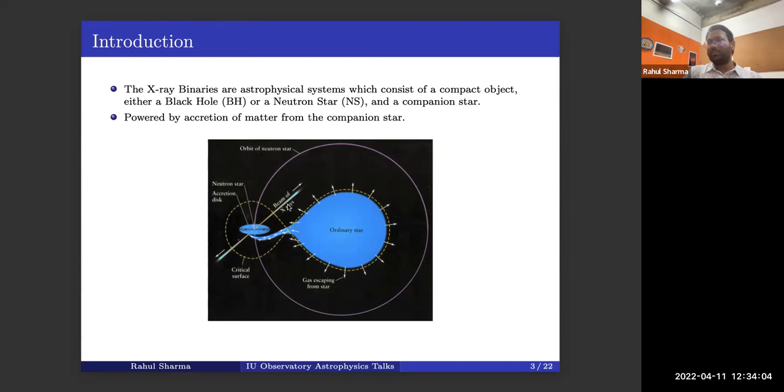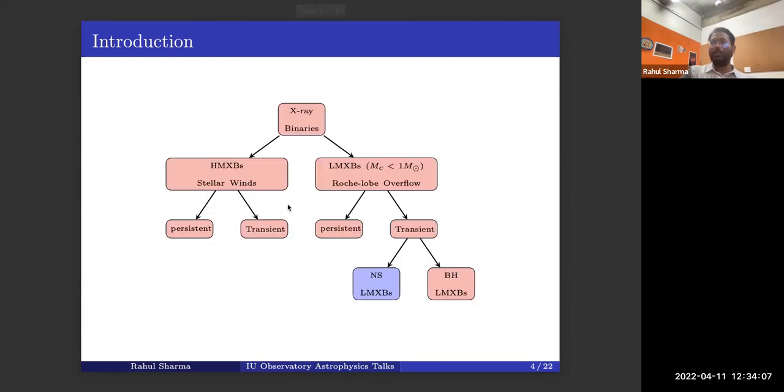These X-ray binaries are generally classified based on their companion mass. Because of their companion mass, they have different evolutionary states, so their accretion process is different. In low mass X-ray binaries, accretion can happen through Roche-lobe overflow, while in high mass X-ray binaries, where the companion mass is more than a solar mass, or generally over 10 solar masses, these supergiant or very heavy companions lose a lot of matter through stellar winds, and these systems are powered by stellar winds. In low mass X-ray binaries, the companion star is very small, less than a solar mass, and they are powered by Roche-lobe flow.